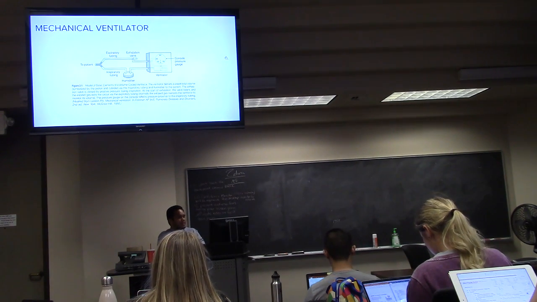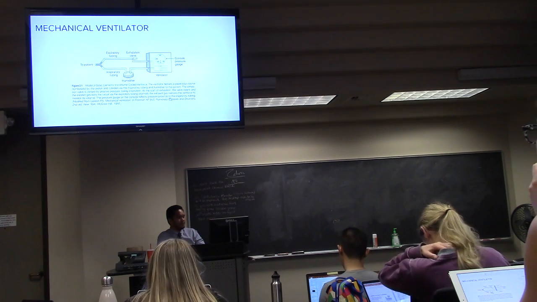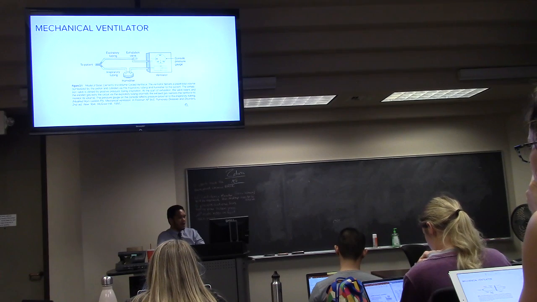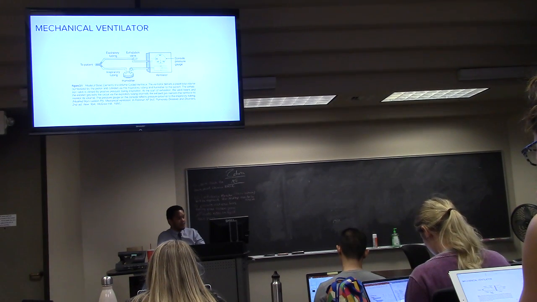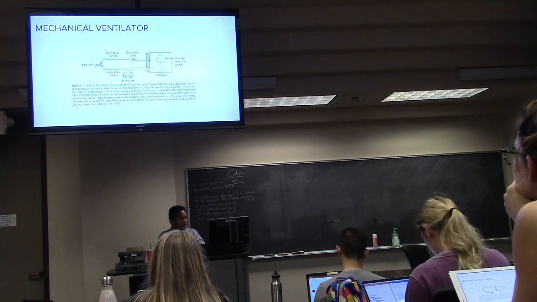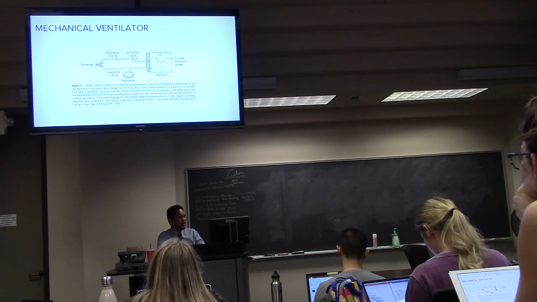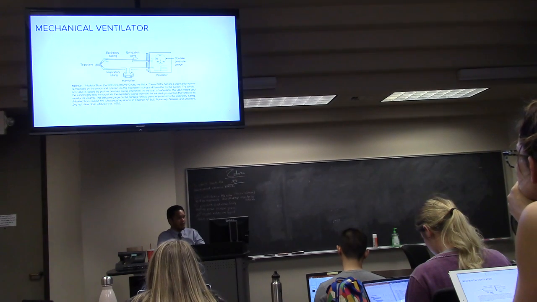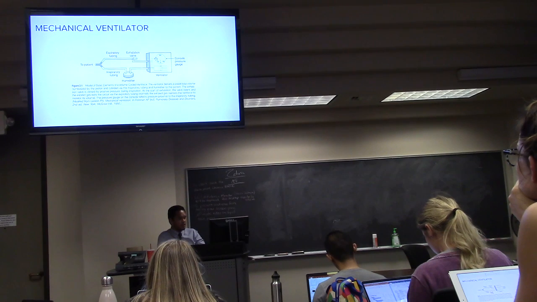So mechanical vents all have this basic general setup. The machine delivers oxygen through the inspiratory tubing, and they all usually have a humidifier. And then they have an exhalation tubing with a valve that prevents the CO2 from being breathed back by the patient during inspiration.